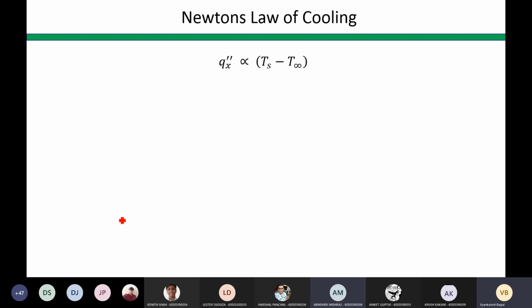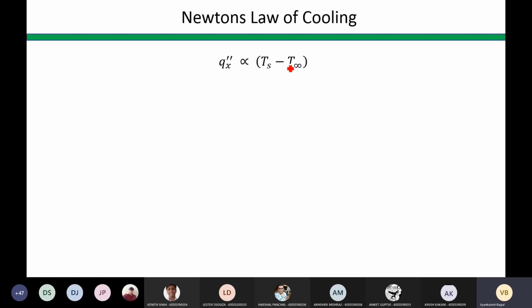Same thing we are talking about, the temperature difference. So it may be Ts minus T infinity or T infinity minus Ts. Get it or not? As long as there is a temperature difference, the heat transfer will take place. So the heat flux by convection is directly proportional to the temperature difference between your surface and the surrounding. This is what we have written on the screen. So you can write down this formula.